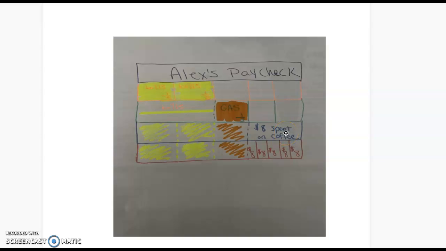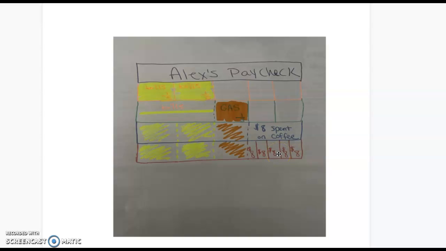Then in the bar below this, we are going to split the remaining 2/5 box into fifths. Again, we're keeping this part shaded since it is already used on bills and gas. We are going to put $8 in each of the fast food boxes, and there's 5 of them because it's split into fifths. 1, 2, 3, 4, 5.